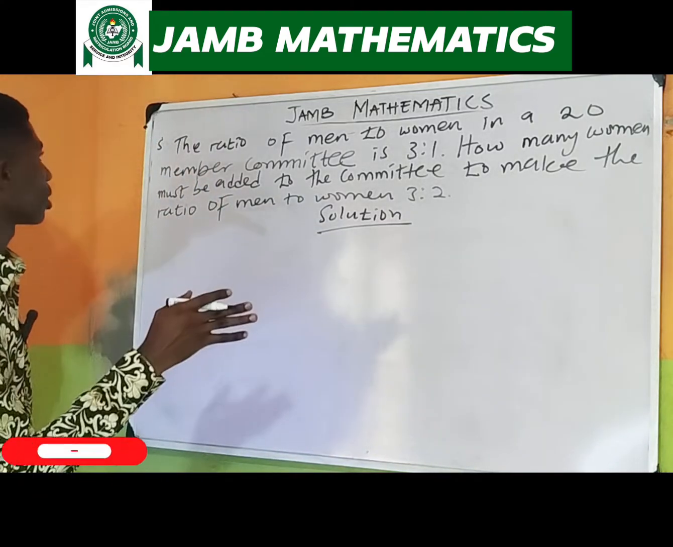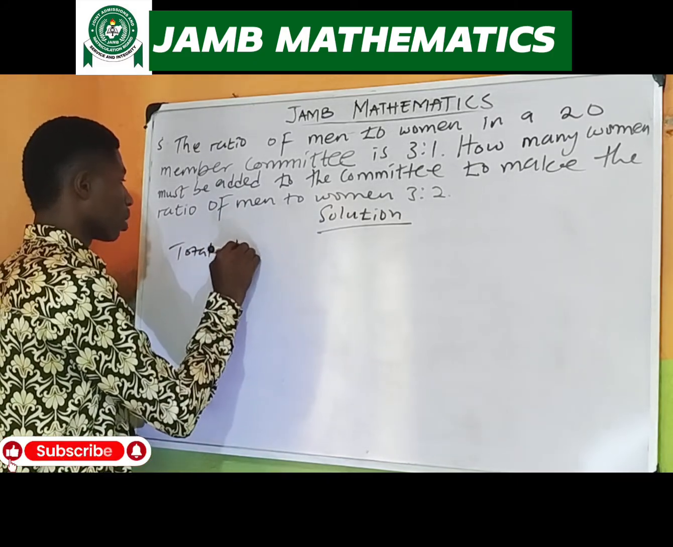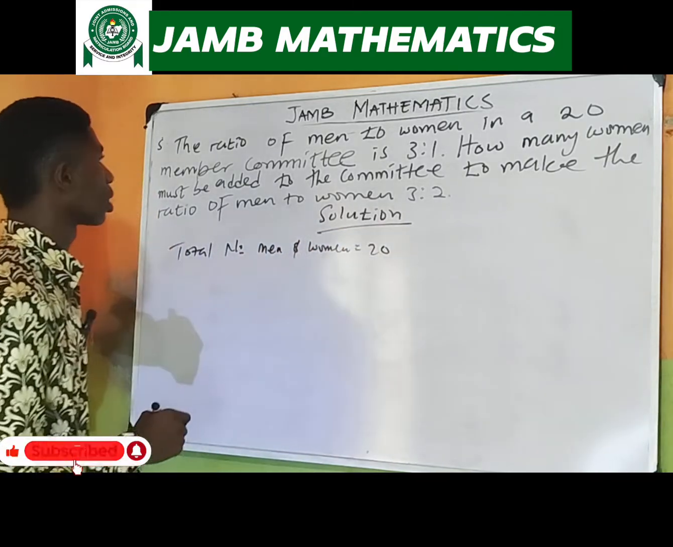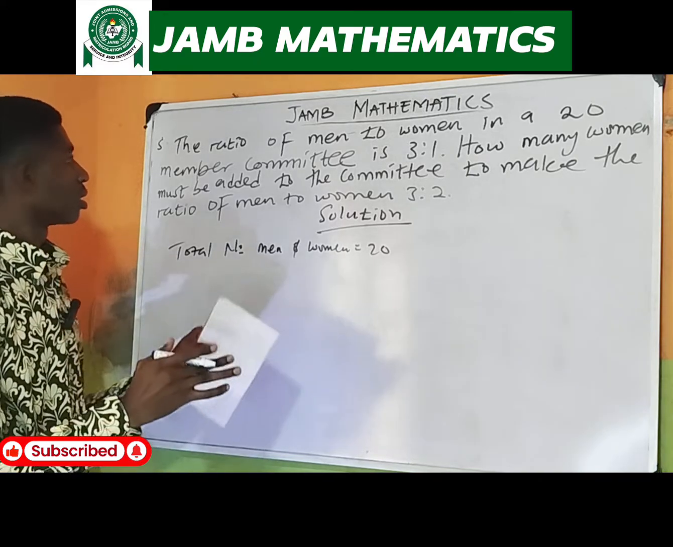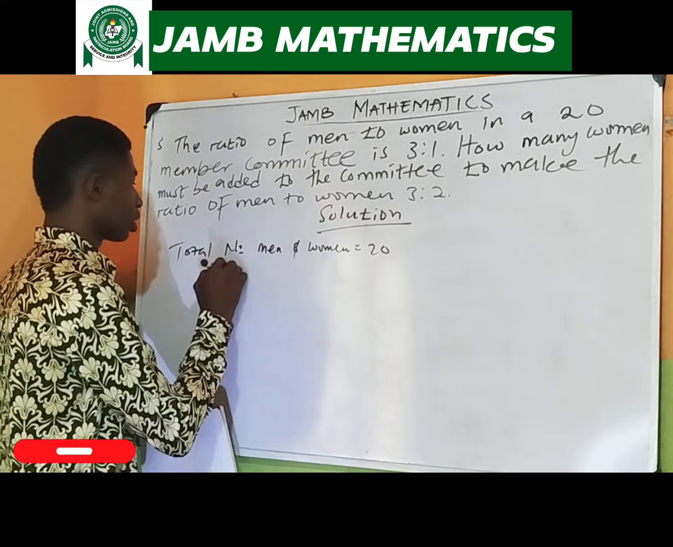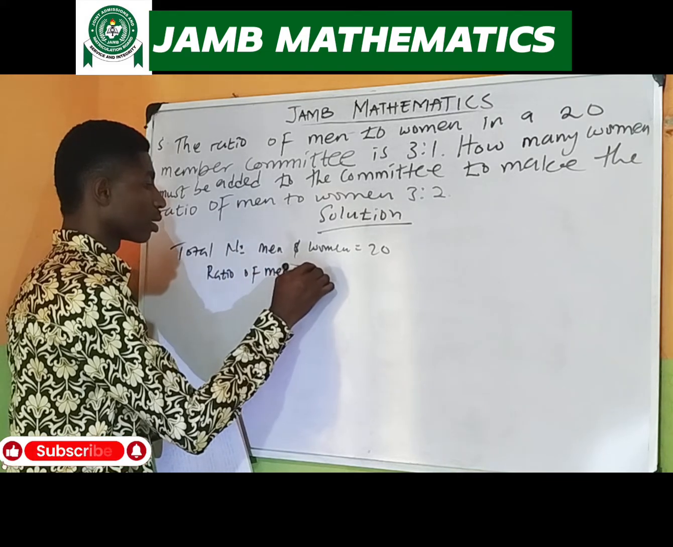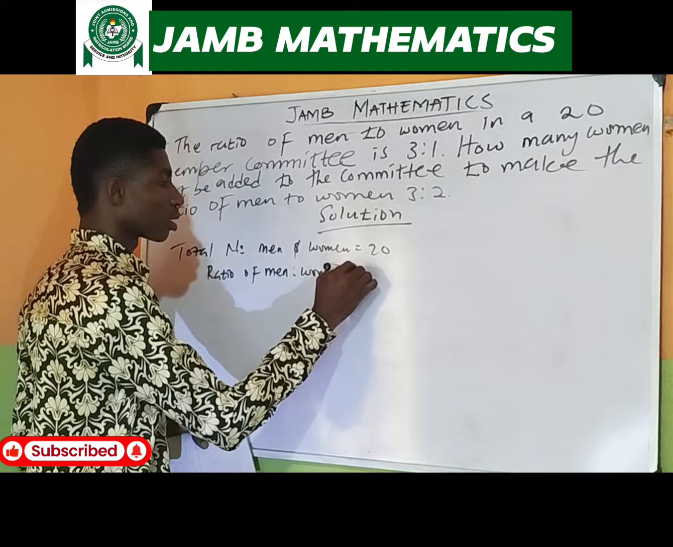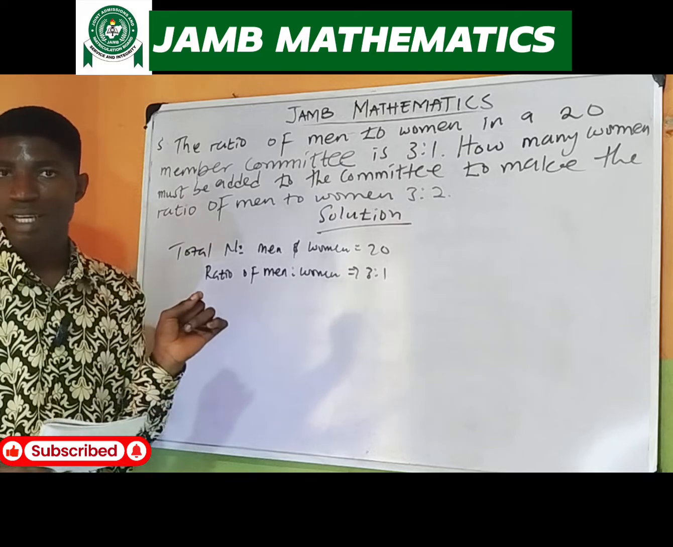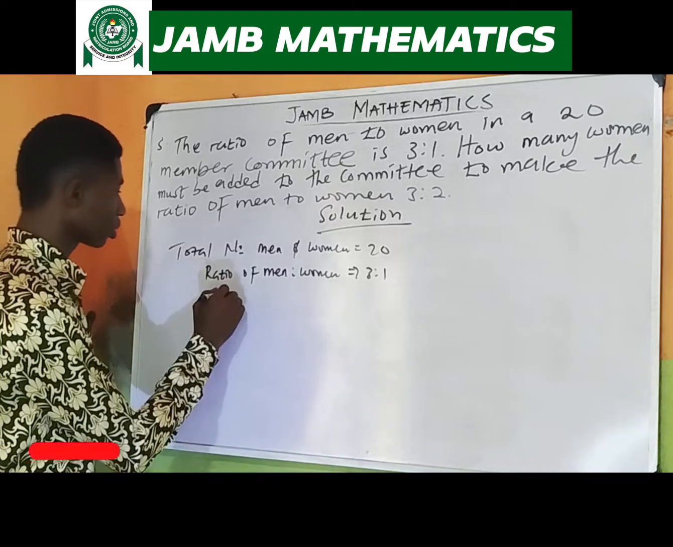Total number of men and women in the committee is what? Total number of men and women in the committee is 20. And the ratio of men to women is 3:1. From this ratio, you can determine the number of men and the number of women. Now, the ratio of men to women is 3:1.